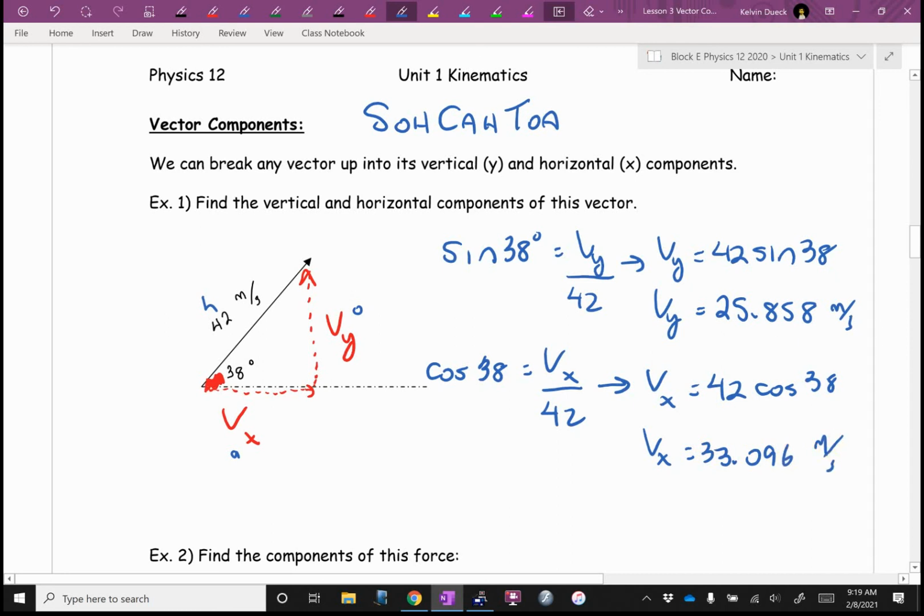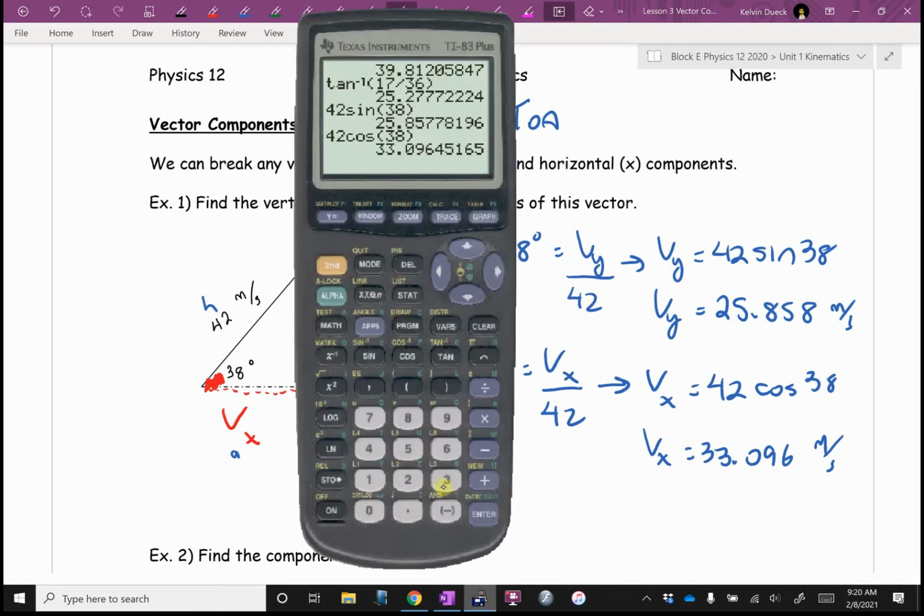What I'm saying here, Grace, is moving at 42 meters per second at an angle of 32 degrees above the horizontal, or 32 degrees north of east, is exactly the same as moving 33.096 meters per second east while at the same time moving 25.858 meters per second north. And I can even do the Pythagoras to show you. If I go 33.096 squared plus 25.858 squared, and then I take the square root of that, I'll get 42, or really close to it. I've rounded off a little bit, so I didn't quite get my original answer, but pretty close.